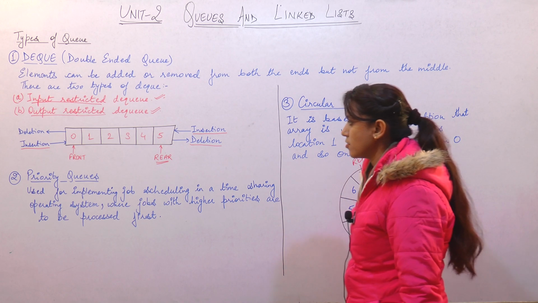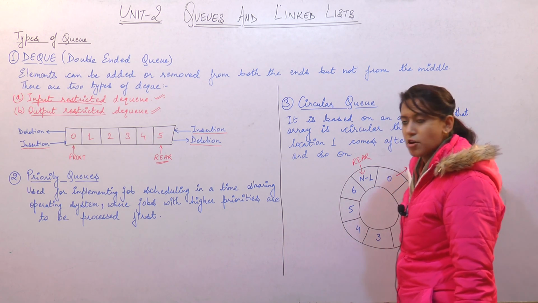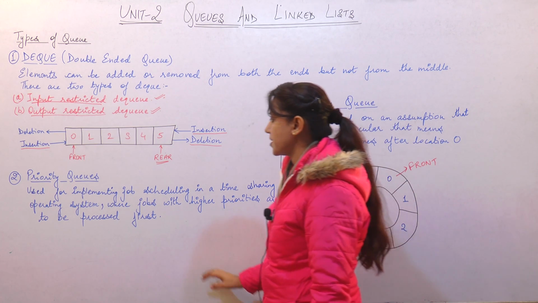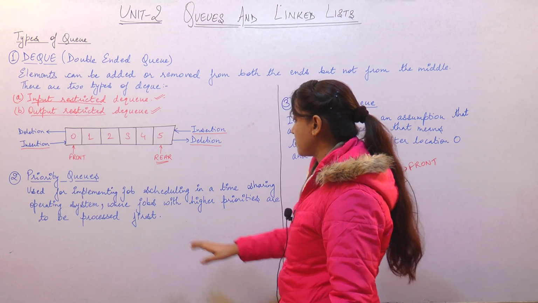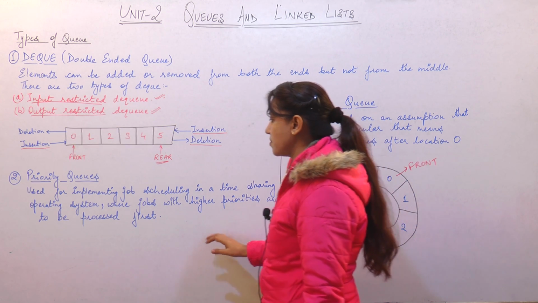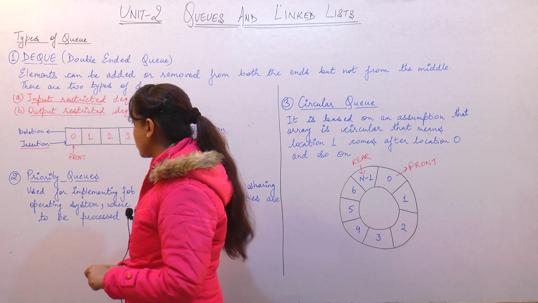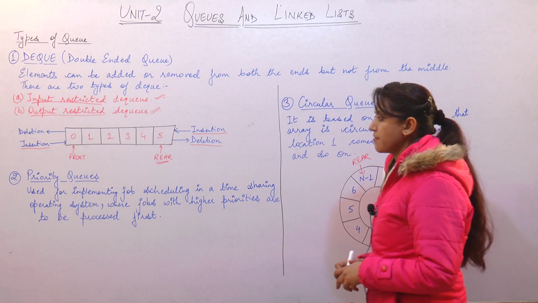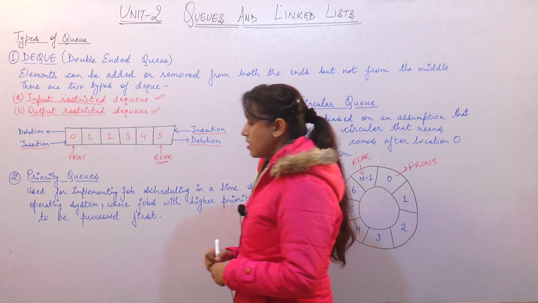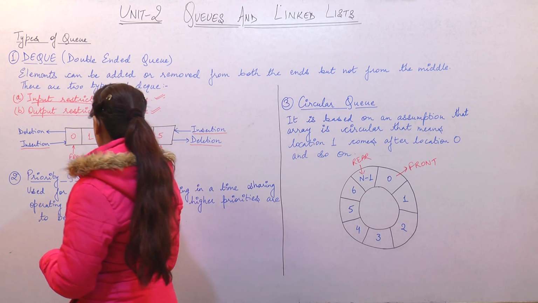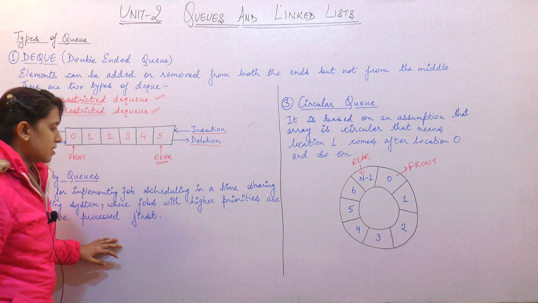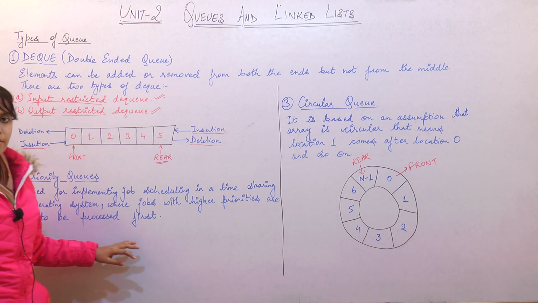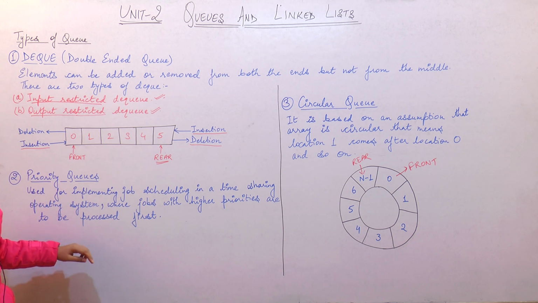So priority queues are used for implementing job scheduling in a time sharing operating system, where jobs with higher priorities are to be processed first. So for this purpose of job scheduling, we are using priority queues. Jobs with higher priority will be processed first, and jobs with lower priority will be processed last.